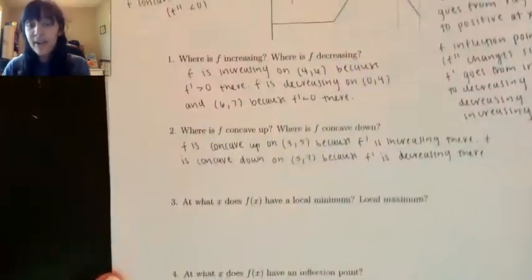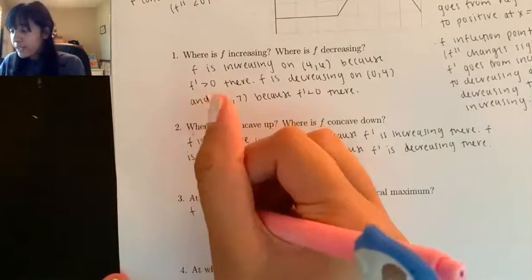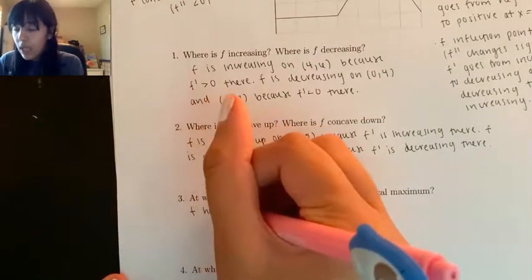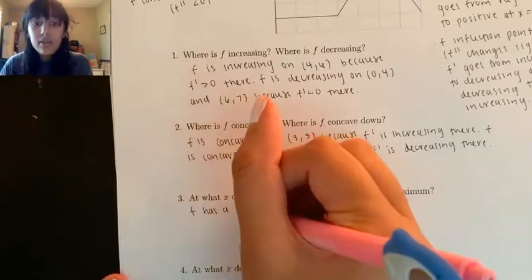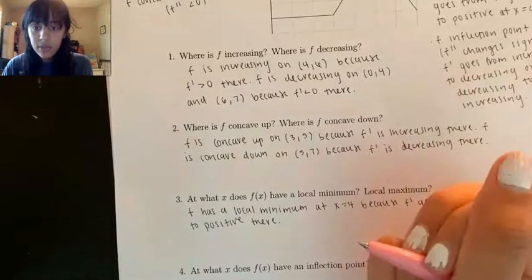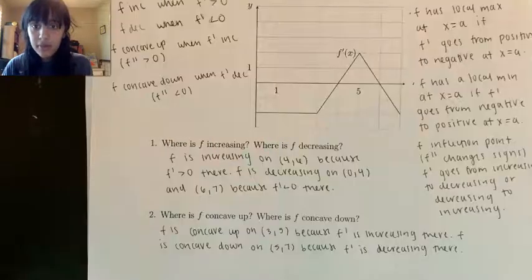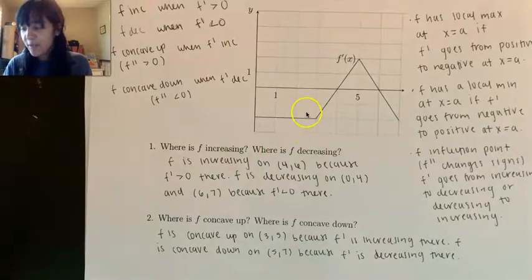Question 3, we're looking at the graph again. At what x does the graph have a local minimum and local maximum? So let me get a picture of the graph. Okay, there we go. There's a clear picture of the graph.